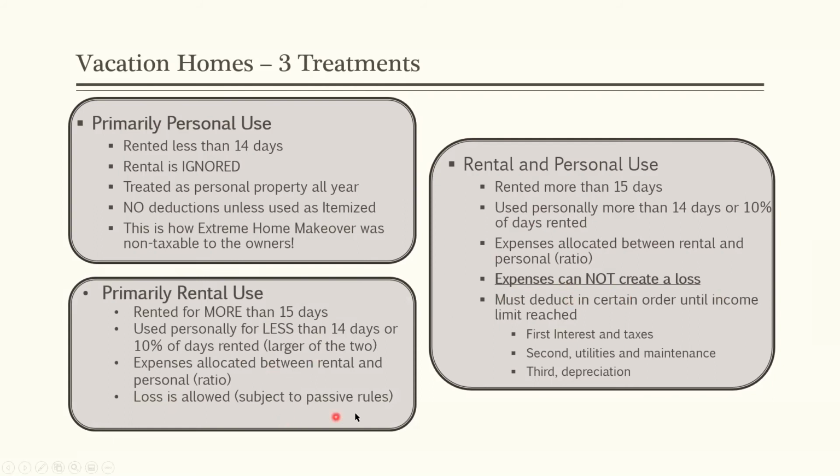Over here, subject to the passive loss rules, which we talk about in a second, some of this loss might offset your W-2 income. Over here, nothing's going to offset your other income. You have to deduct things in a certain order until the income limit is reached. First off is interest and taxes. And again, now the IRS is saying you've got to use these here to offset this income before you can use them somewhere else as an itemized deduction.